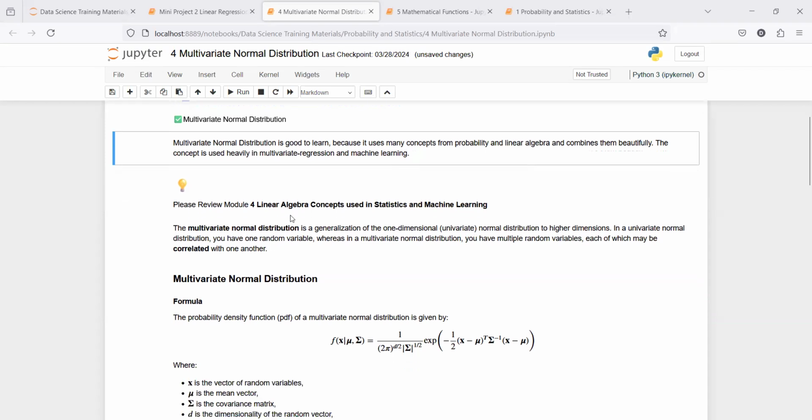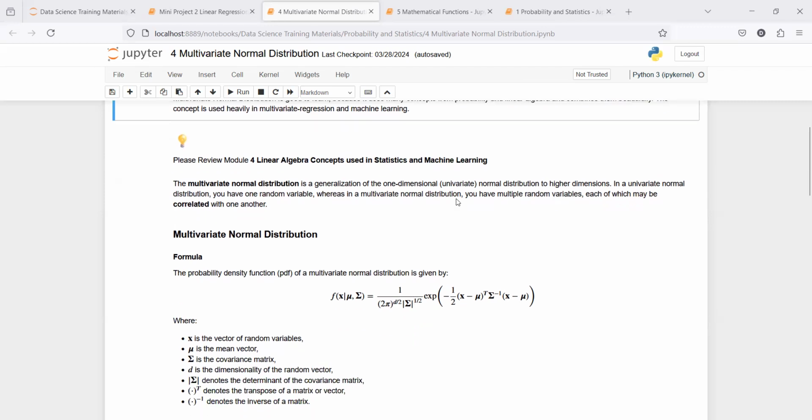So the multivariate normal distribution is a generalization of the one-dimensional univariate normal distribution to higher dimensions, okay? So it's not just one normal distribution, it's one, two, three, depending on how many you want. It could be any amount. In a univariate normal, you have one random variable, whereas in a multivariate normal, you have multiple random variables, as the name implies. Each of them could be correlated with each other.